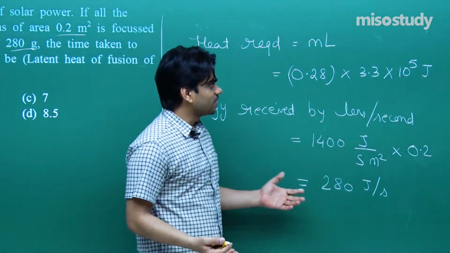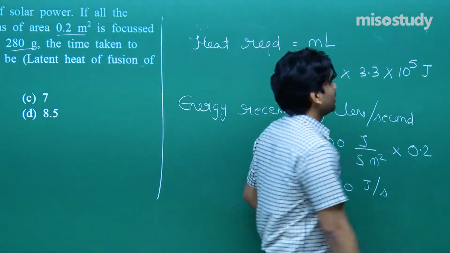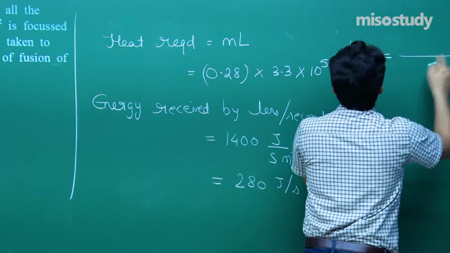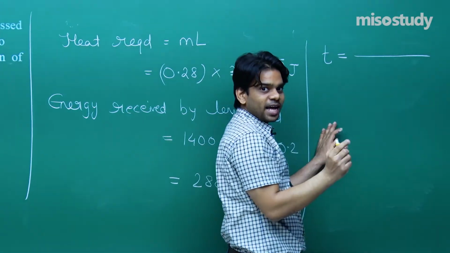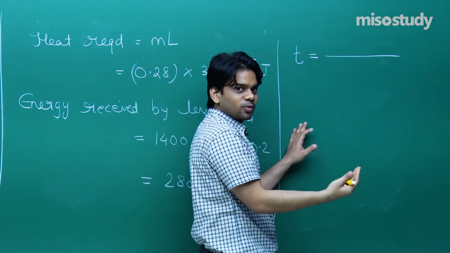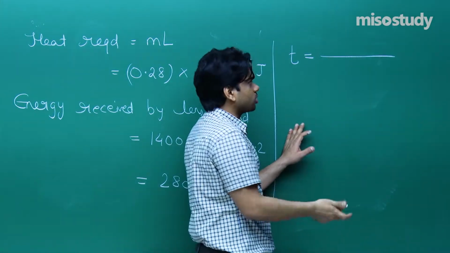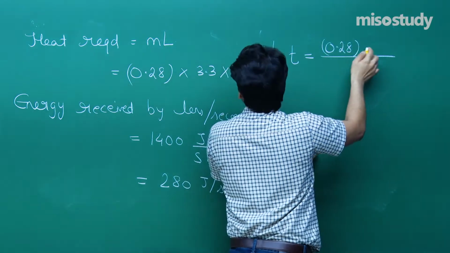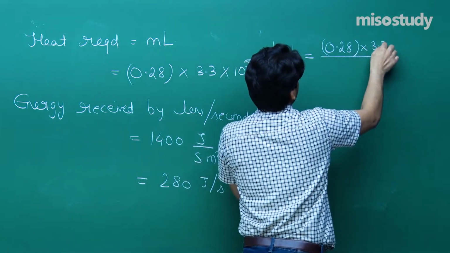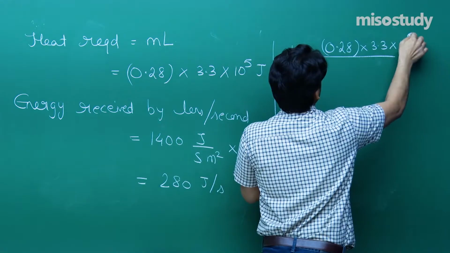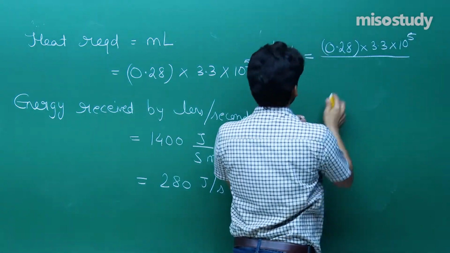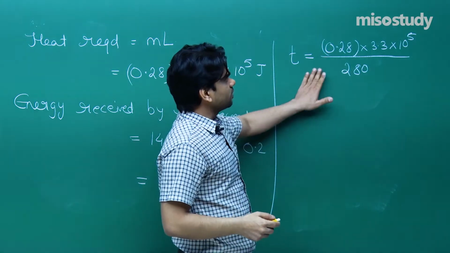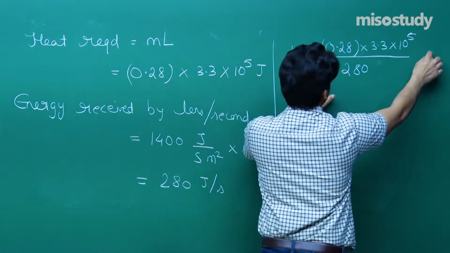Now time, we need to find out what is the time taken. Time taken will be very simply in seconds, I am writing T, that stands for time, time taken for the process for the ice to get converted to water. That will be 0.28 multiplied with 3.3 multiplied with 10 power 5 divided by 280. This is what you can actually follow. So this you will get in seconds.